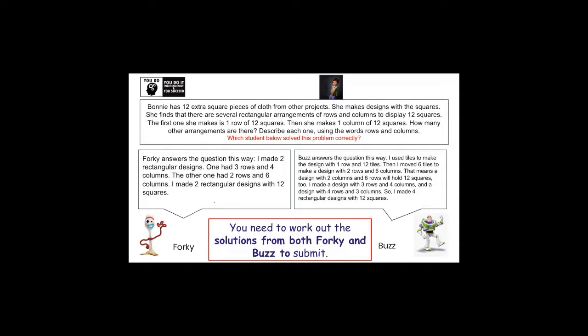So Forky answers the question this way. I made 2 rectangular designs. One has 3 rows and 4 columns. The other one has 2 rows and 6 columns. I made 2 rectangular designs with 12 squares.